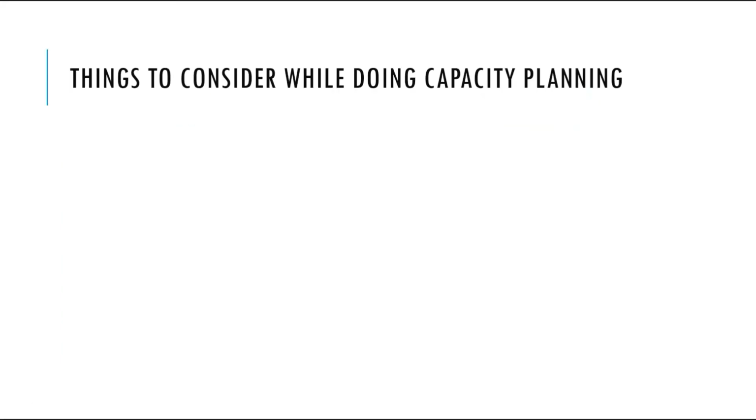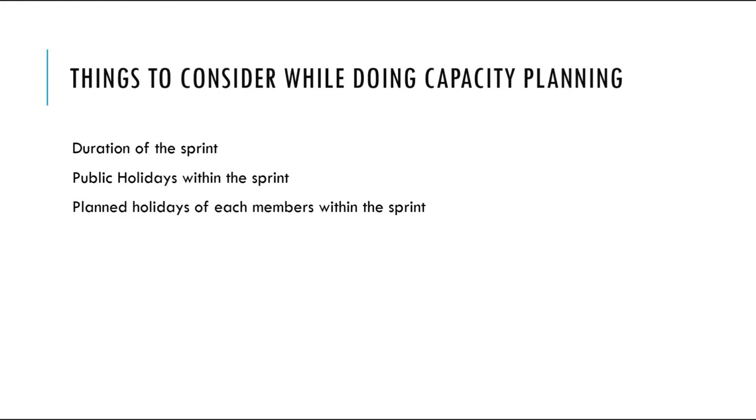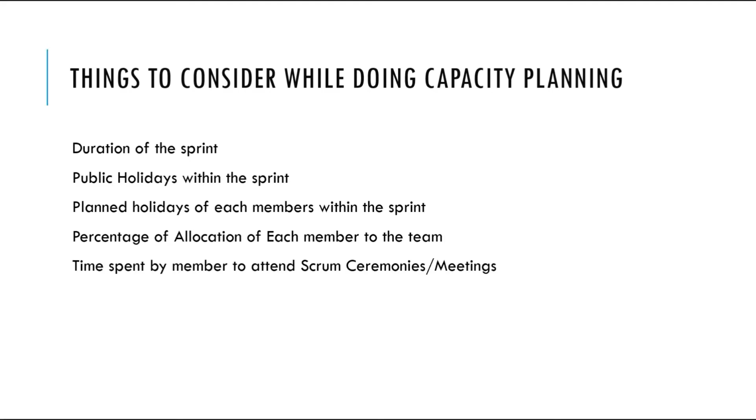Things to consider while doing capacity planning are duration of the sprint, public holidays within the sprint, planned holidays of each member within the sprint, percentage of allocation of each member to the team, time spent by members to attend the Scrum ceremonies or meetings, and time spent by each member in learning and development. Now we will see how to calculate the capacity of the team using Excel sheet in the best format.